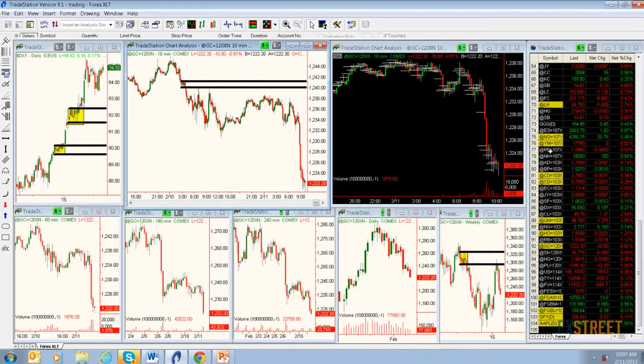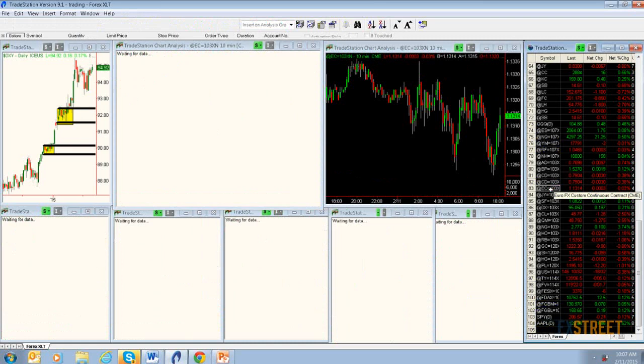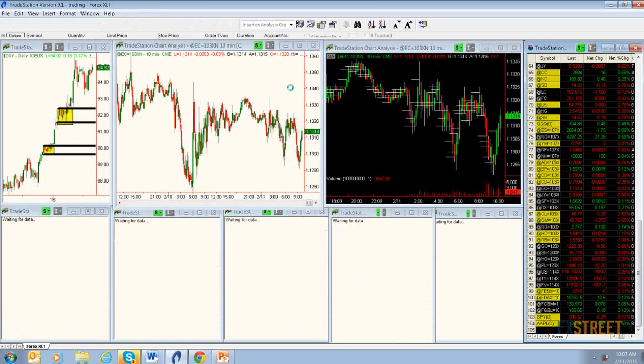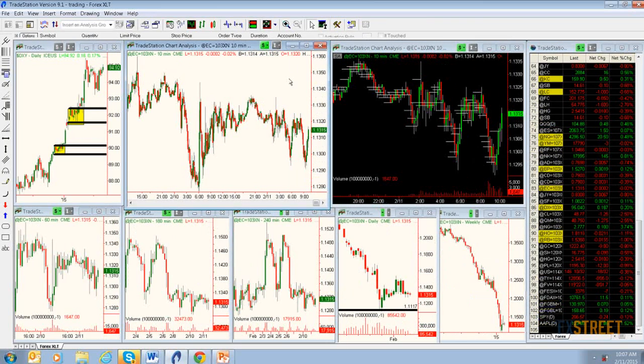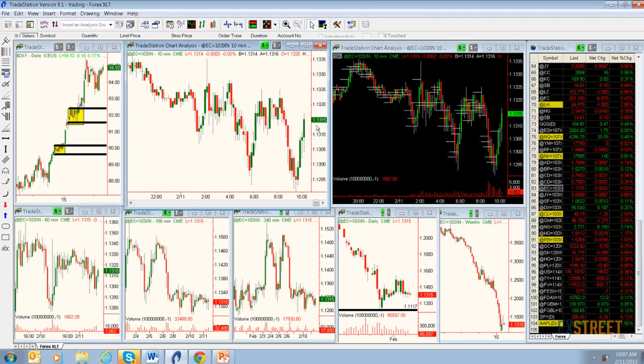Let's go over to the Euro. OneFX, sure, we can do that sometime. Okay, so everybody see how it's trading here, right? 113.15. Does everybody see that?